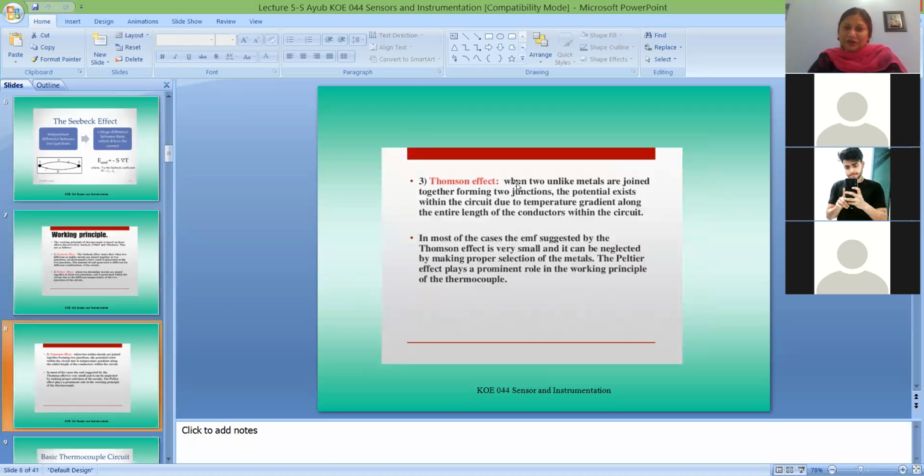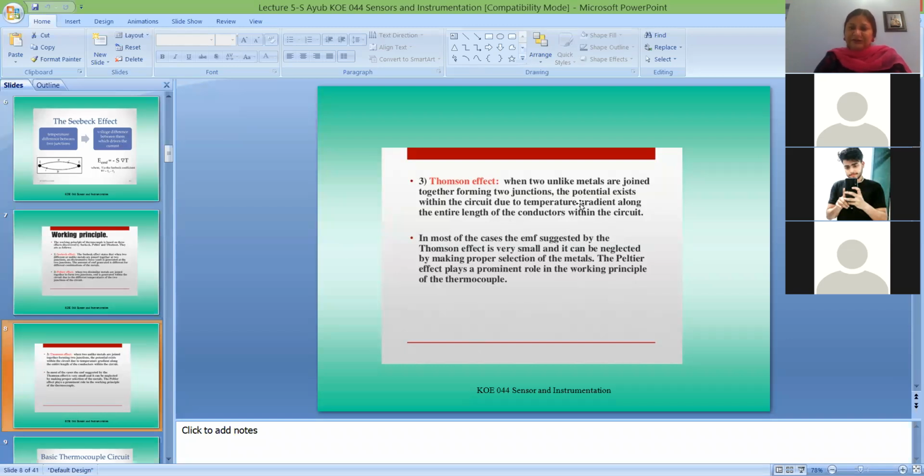Okay, now third is Thomson effect. Now what is Thomson effect? When two unlike metals are joined together forming two junctions, the potential exists within the circuit due to temperature gradient. What is temperature gradient? Temperature gradient means change in the temperature, that is delta T, along the entire length of the conductors within the circuit.